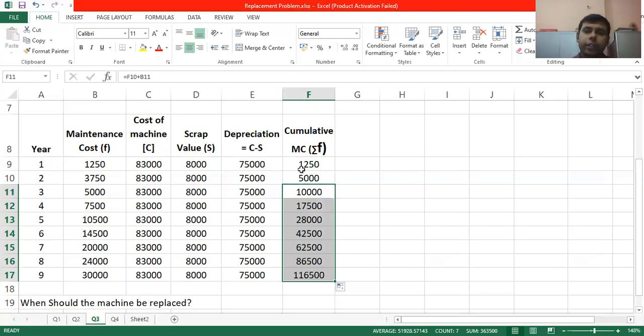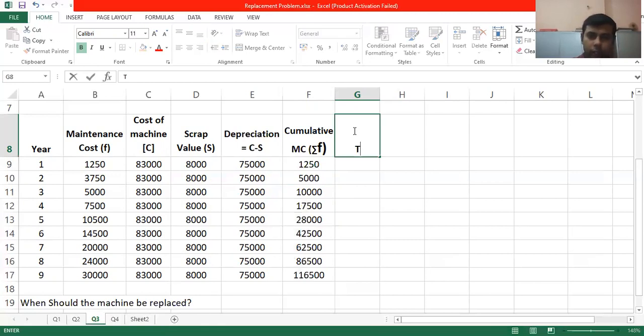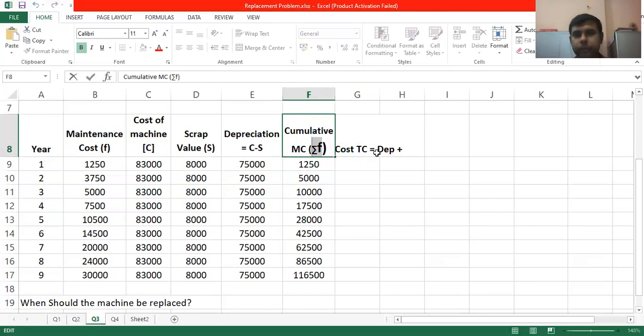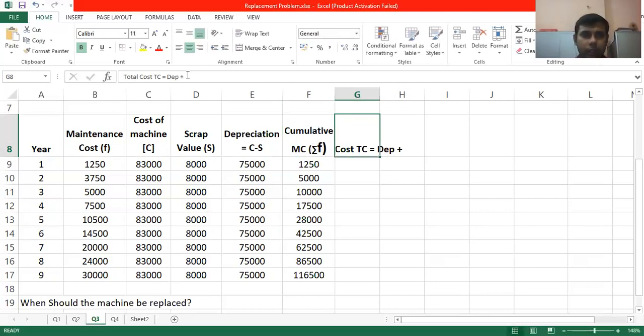Now I've got depreciation value, I have got cumulative maintenance cost. So therefore, I can draw total cost, TC, equals depreciation plus sigma f, right? So it is depreciation plus sigma f.